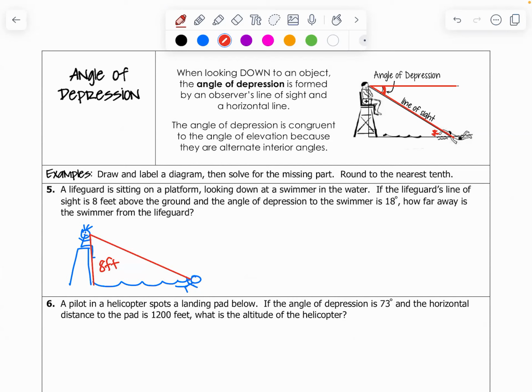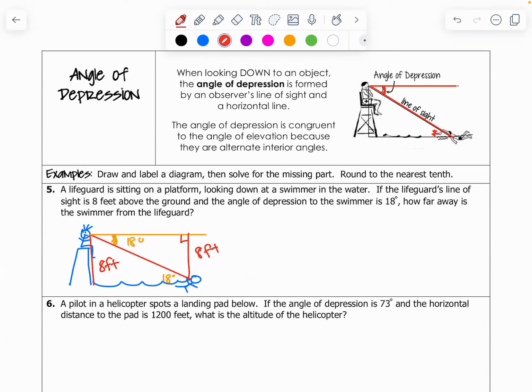Oh, so technically, he should be looking this way, right? Yeah, I did that. So this angle is 18 degrees. Oh, but this one is also 18 degrees? Yeah. So you have two options. You could draw this triangle and label this 8 feet, or you can say if this is 18 degrees, this is also 18 degrees.